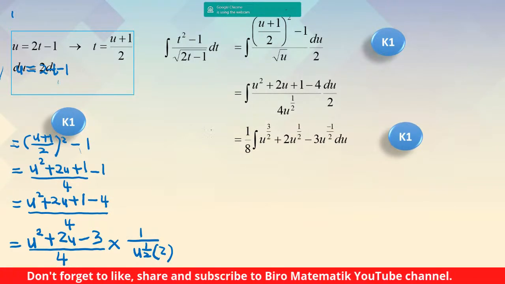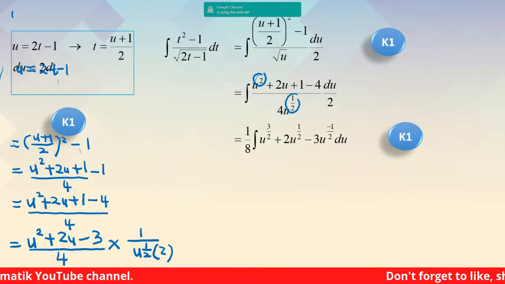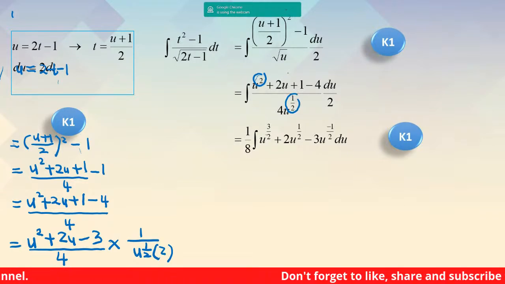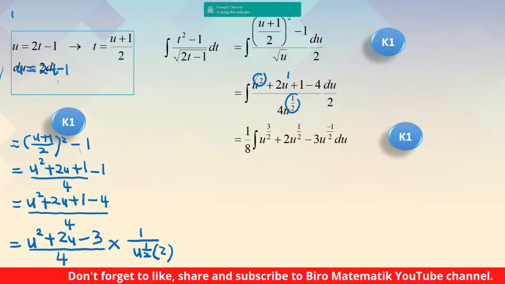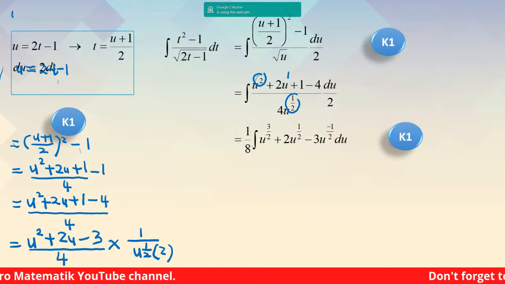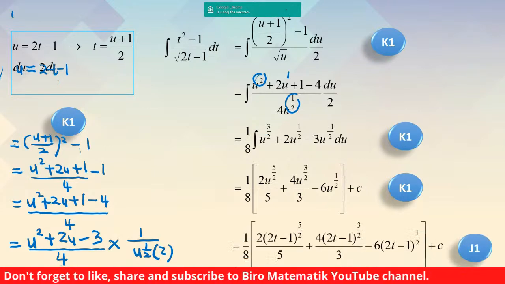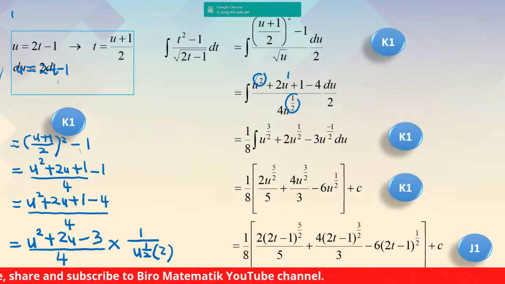Okay, so simplify. Okay, u power of 2, okay, minus 1 over 2. Okay, we will get 3 over 2. Okay, and then 1 u power 1 minus u power 1 over 2. Okay, then half. Okay, and then this one is negative 3 u power of negative 1 over 2. Okay, 4 and 2 multiply 1 over 8. Okay, then integrate. Then substitute u in terms of t. Okay, then this one is the final answer.